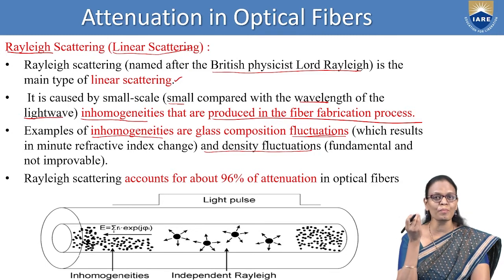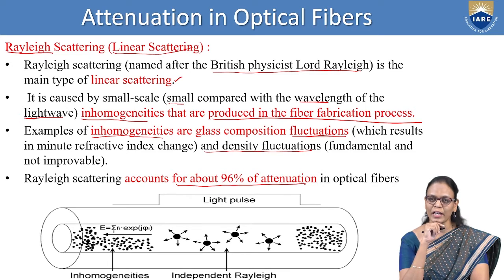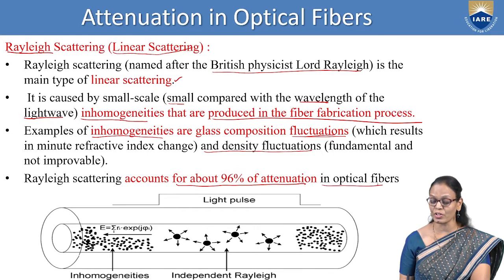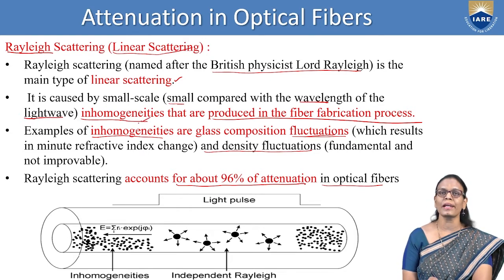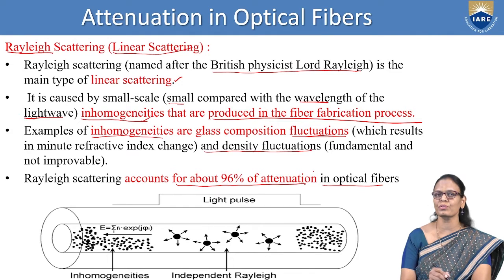Whenever these types of inhomogeneities occur during the fabrication process, the scattering that happens due to them we call Rayleigh scattering. This Rayleigh scattering accounts for about 96% of attenuation. So if the attenuation has to be reduced, we need to focus more on Rayleigh scattering. During the fabrication process itself, care has to be taken to minimize the inhomogeneities. If the inhomogeneities are less, then the scattering is less, because 96% of the attenuation in optical fibers is due to Rayleigh scattering, and Rayleigh scattering is due to the inhomogeneities.